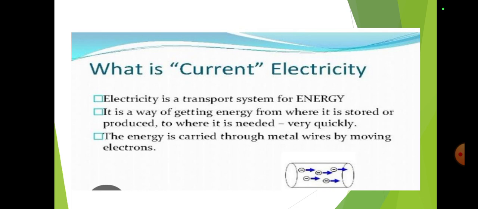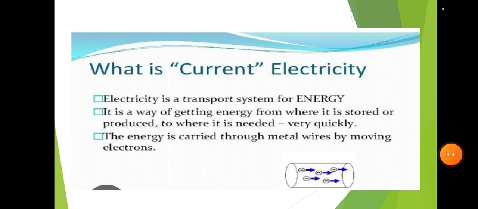Our fans and our home appliances are all used with electricity. We all need electricity for this. And electricity is basically the other name of current and static electricity. There are two types of electricity: current electricity and static electricity.